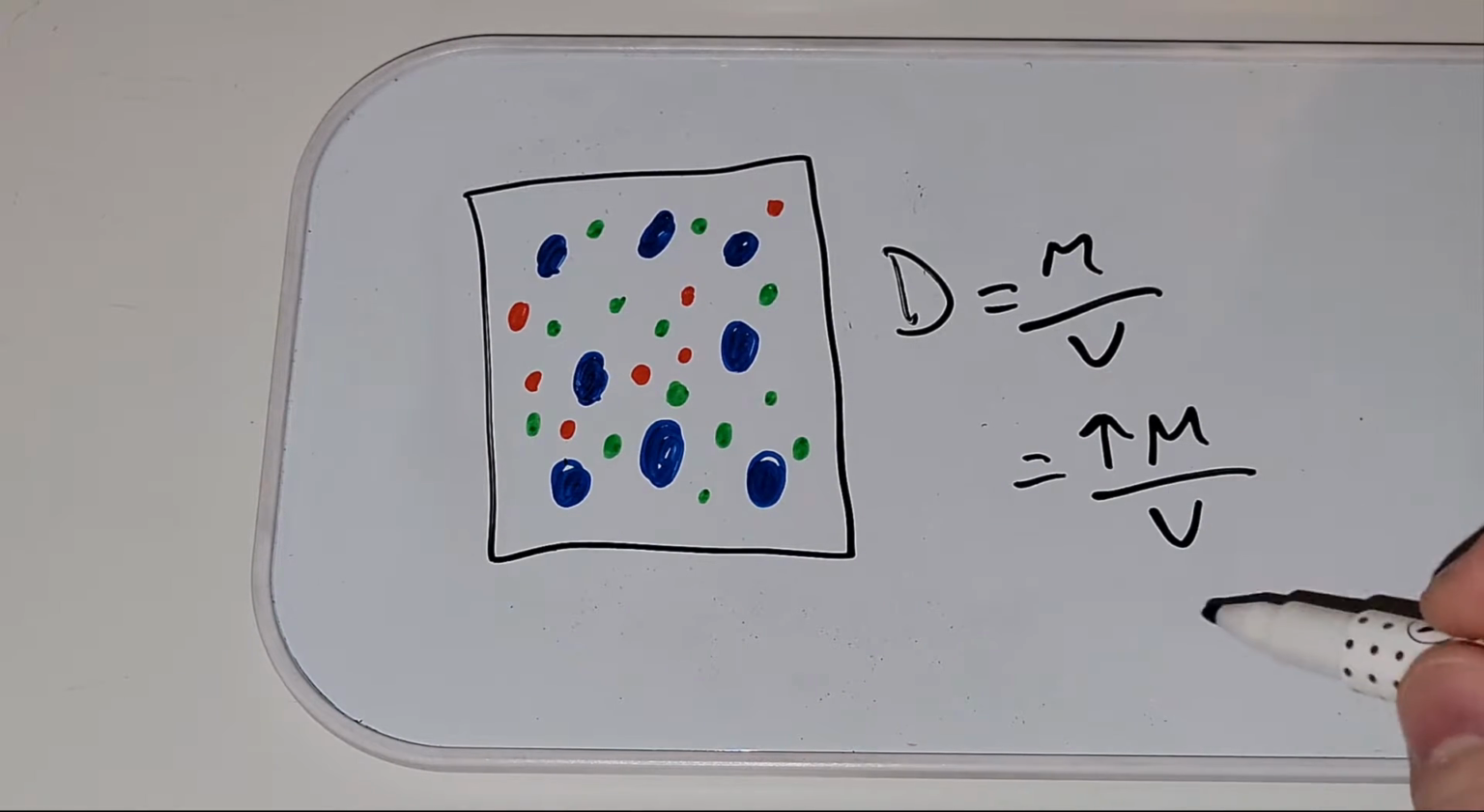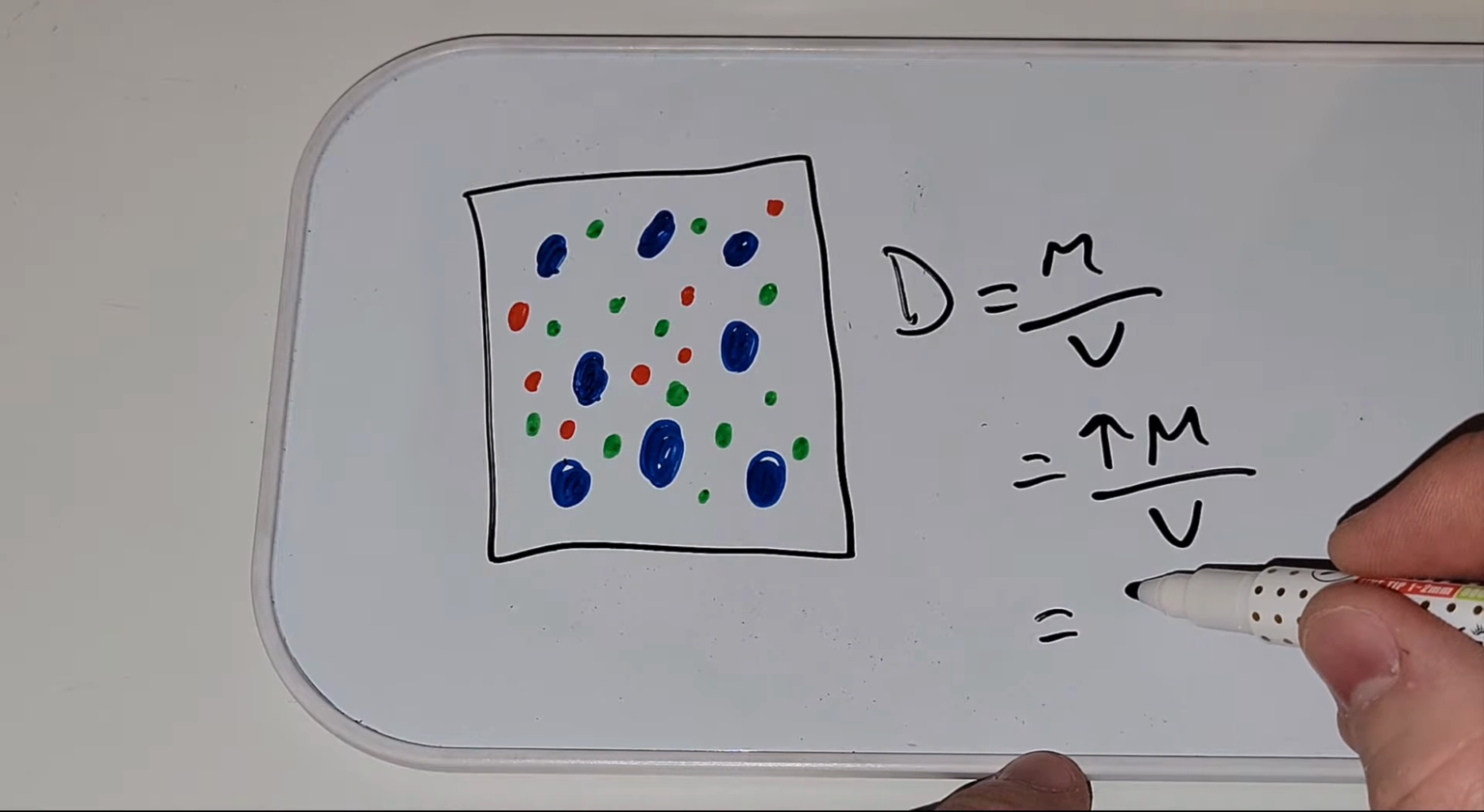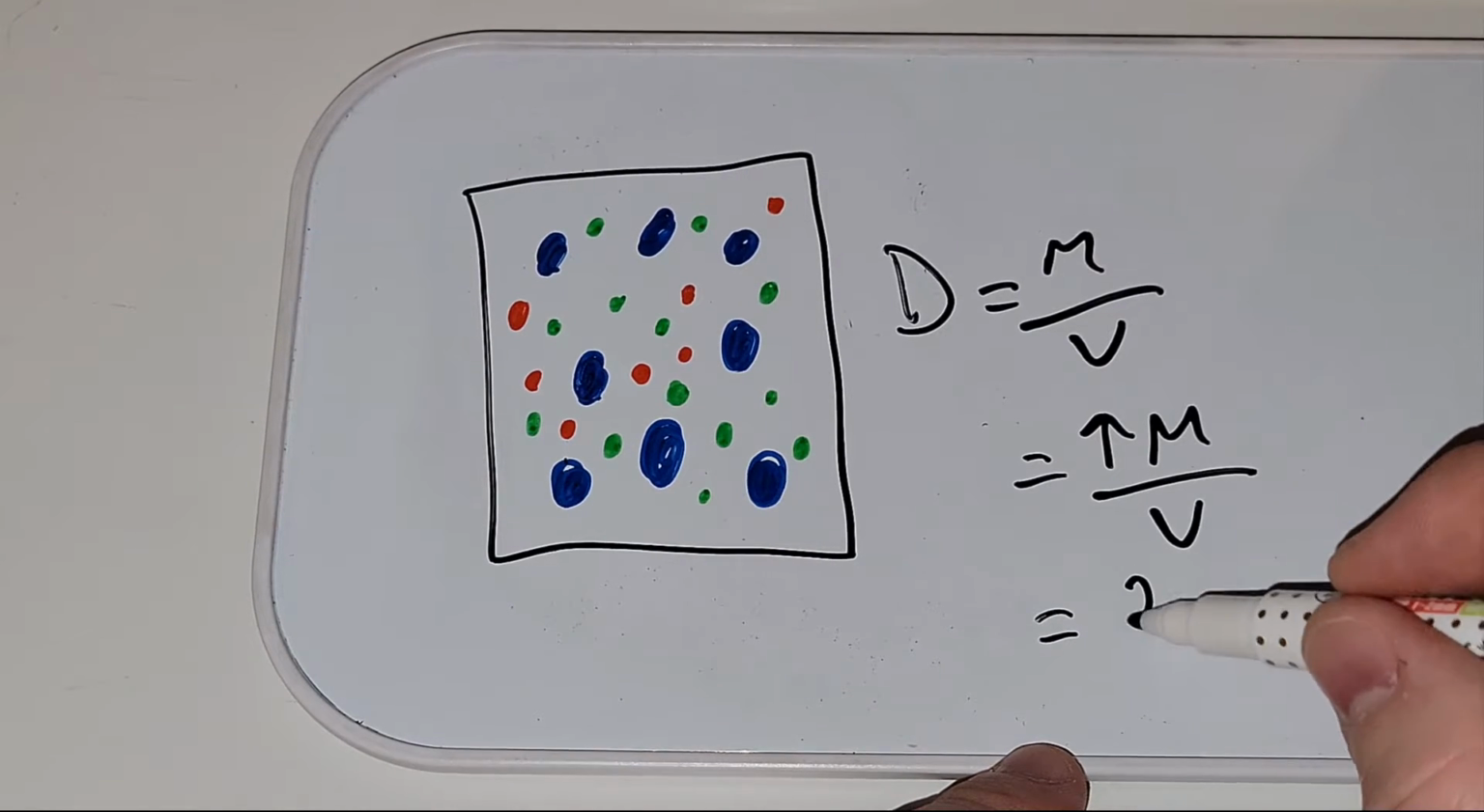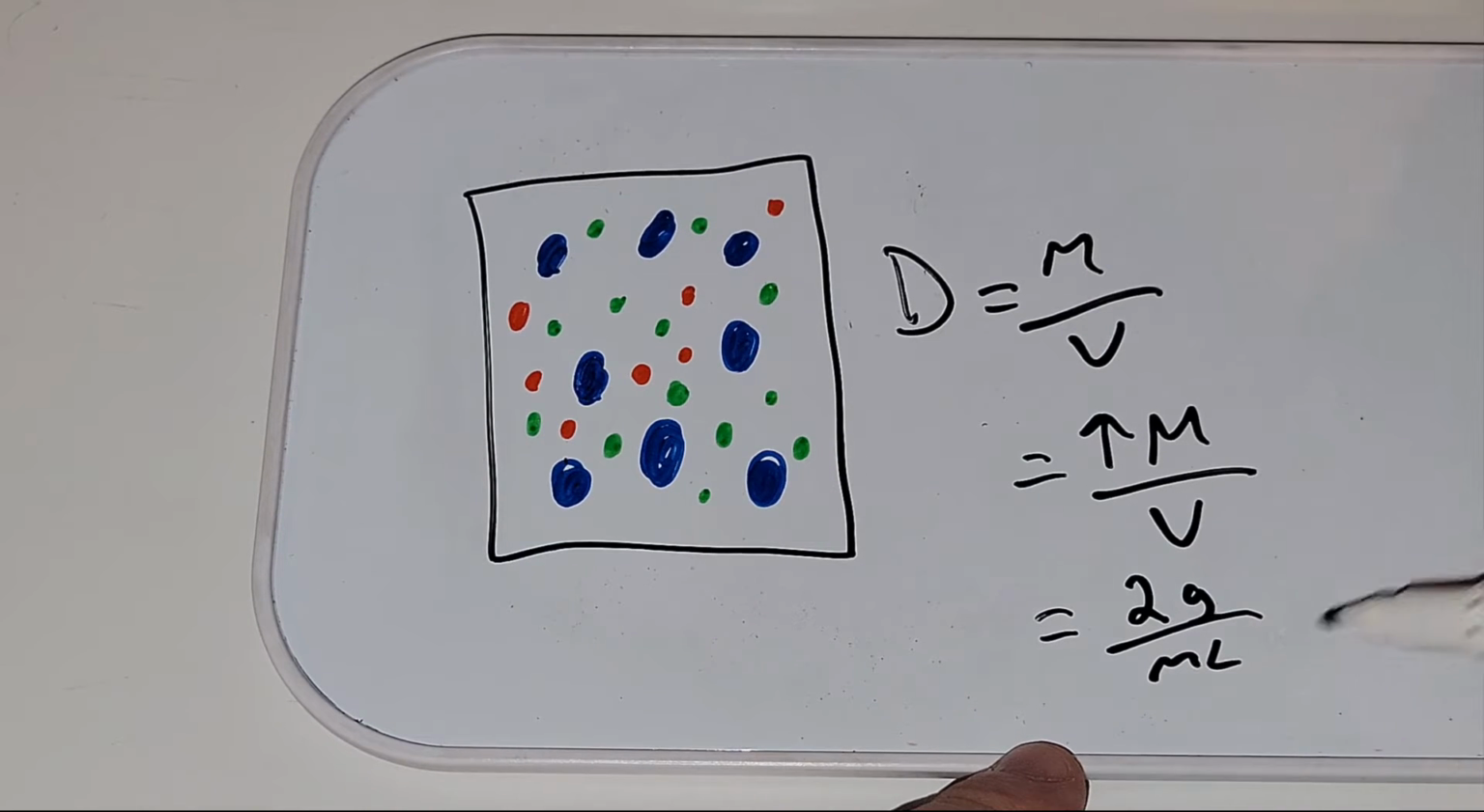That's right, our density becomes greater. So if our mass went from 1 gram per milliliter to 2 grams per milliliter, we would increase our density to 2.